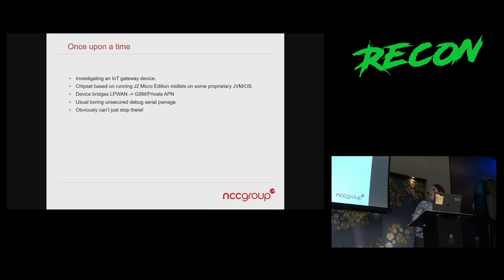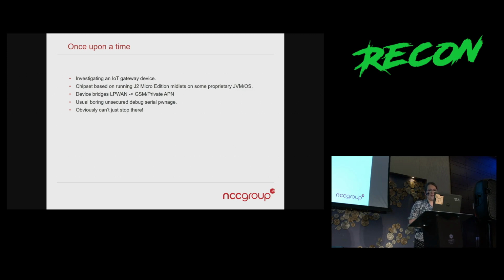So once upon a time, I was investigating an IoT gateway device. It had a chipset that was running J2 Micro Edition midlets, which themselves run on a proprietary JVM and real-time operating system of some sort. The device itself bridged from a low-power wireless access network over a GSM link to a private APN, a private network, and that was a kind of security feature, presumably against interception of messages from the smart network over to the back-end services that integrate with it.